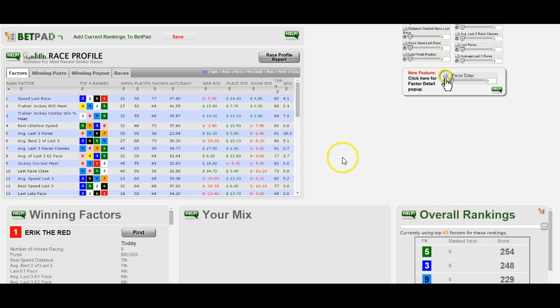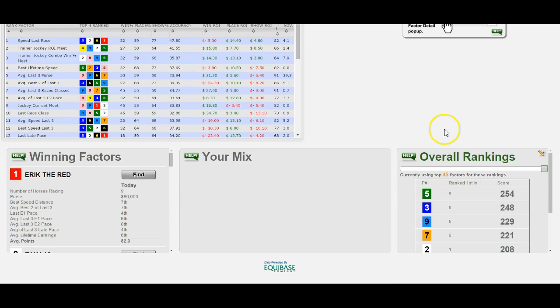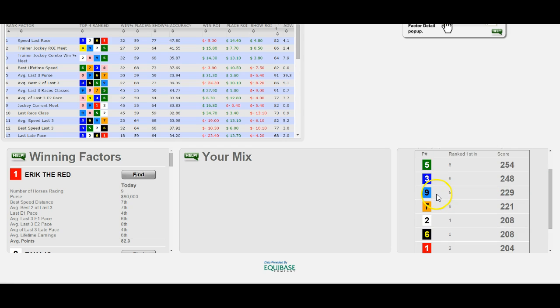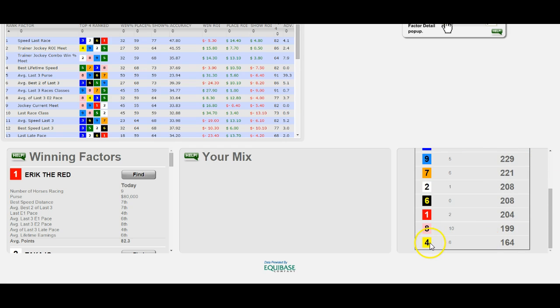So the overall rankings is a kind of generic way to look at the races. It's not a bad way. It's not the best way. It's not the worst way. But by default, this is saying that if you look at every single factor and you're giving them equal importance, these are how the horses are ranked. The best horse being number 5 with 254 points, and the last ranked horse being number 4 with 164 points.